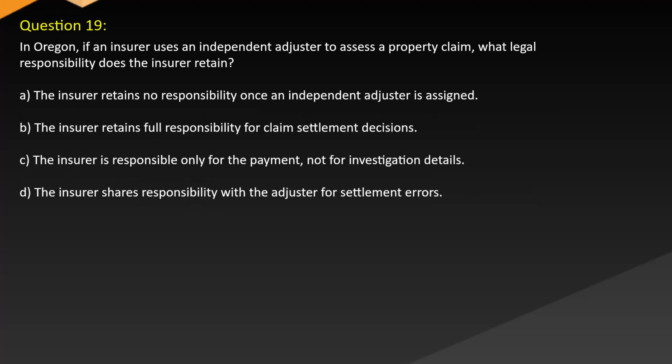Question 19. In Oregon, if an insurer uses an independent adjuster to assess a property claim, what legal responsibility does the insurer retain? A, the insurer retains no responsibility once an independent adjuster is assigned. B, the insurer retains full responsibility for claim settlement decisions. C, the insurer is responsible only for the payment, not for investigation details. D, the insurer shares responsibility with the adjuster for settlement errors.